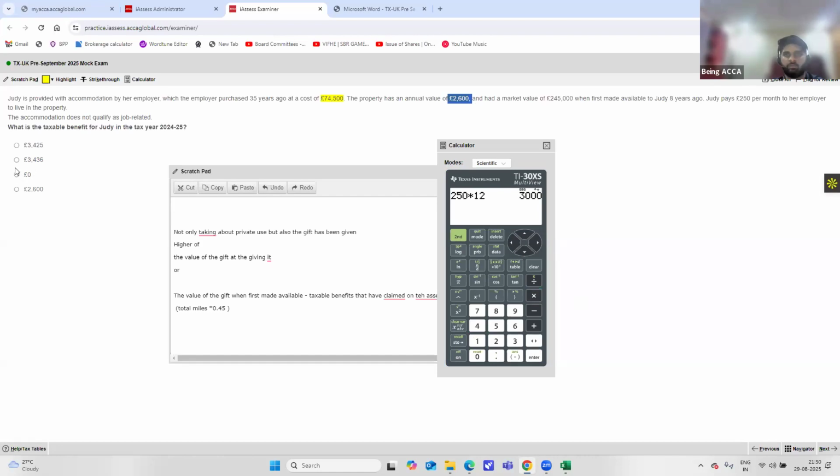All right, like most of you guys, what you have done is you've identified that 2,600 will be a taxable benefit. But you're getting confused between the point that it is important to know if you pay more than what the value is of the benefit, then the taxable benefit that arises will be zero.